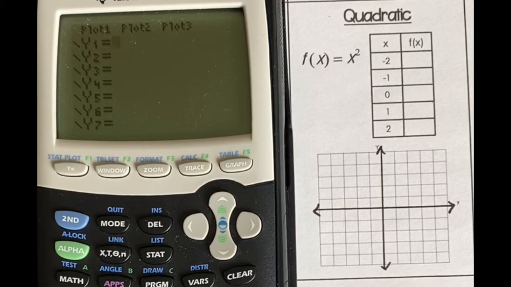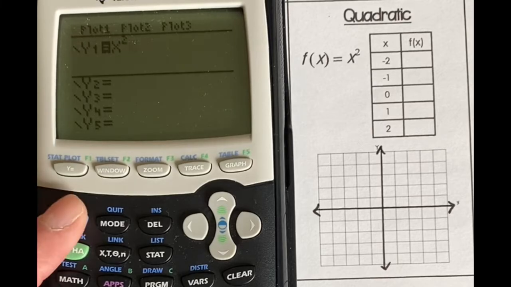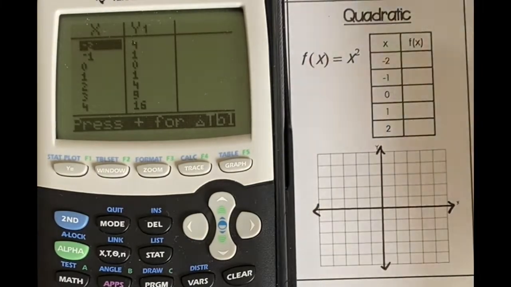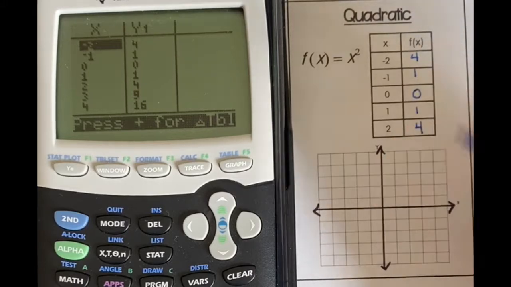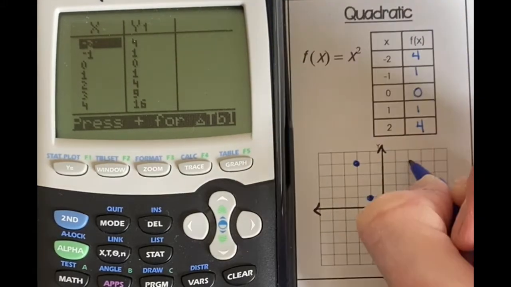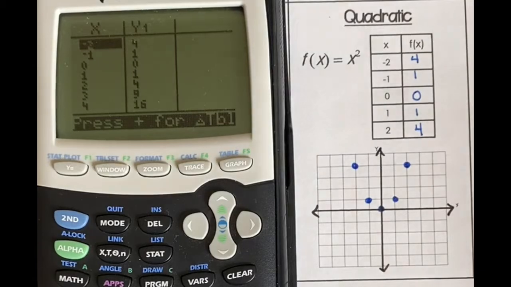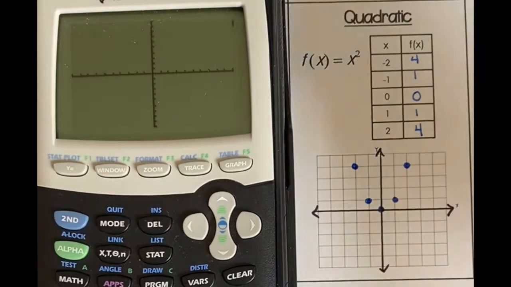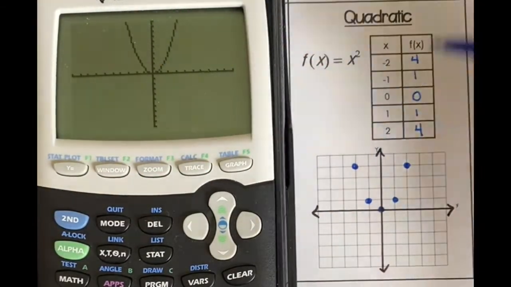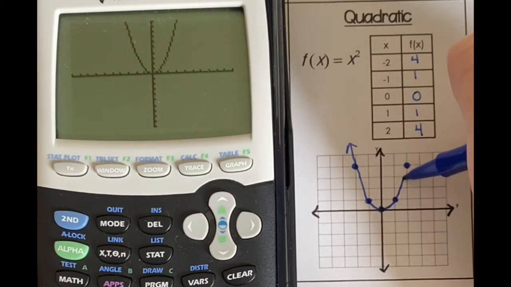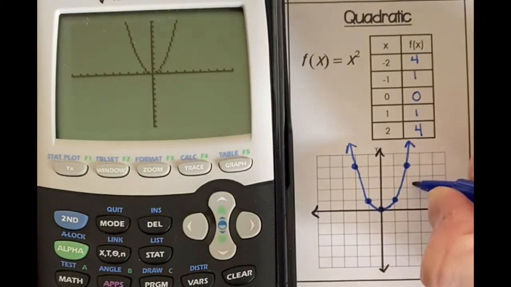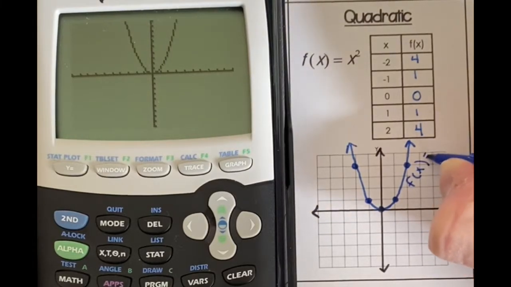So next we have our quadratic, which is what we're very used to seeing from this unit. So under y equals, I'm going to type in x squared, and we're going to go to the table. And then we're going to draw our table and graph our points. And when we graph this, remember, it's going to have that parabola or that U-shaped curve. So we want to make sure that we have that U shape, because if not, it'll look like that absolute value graph.